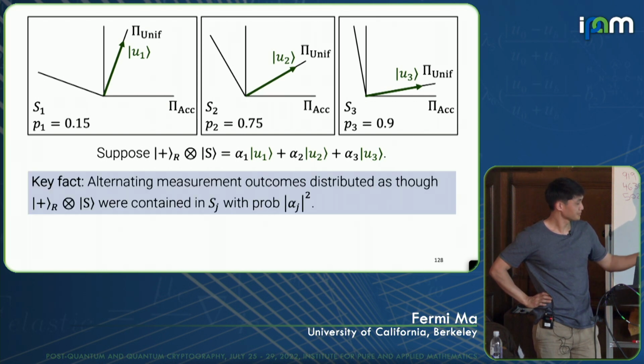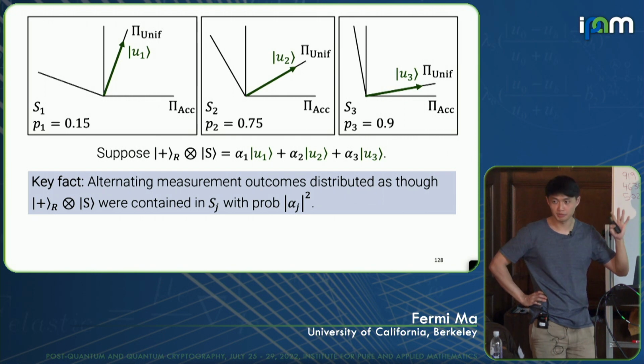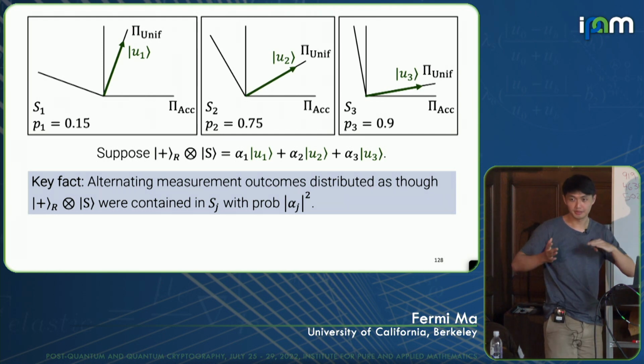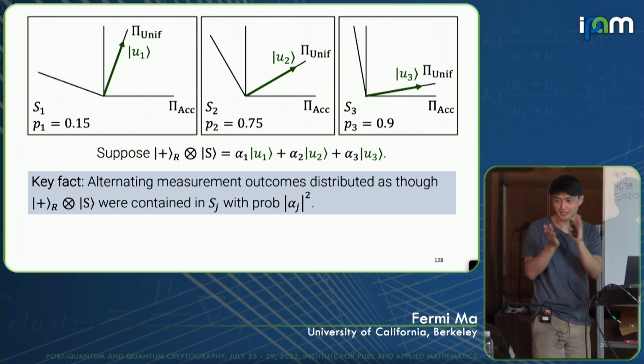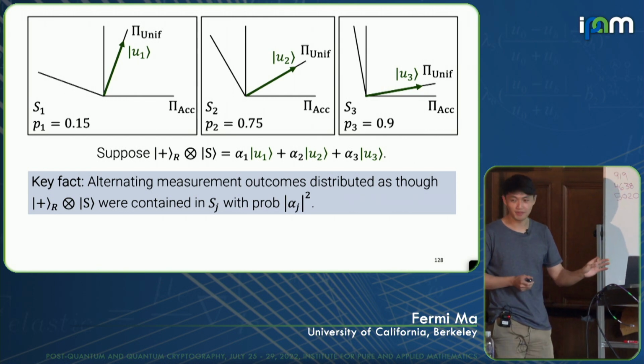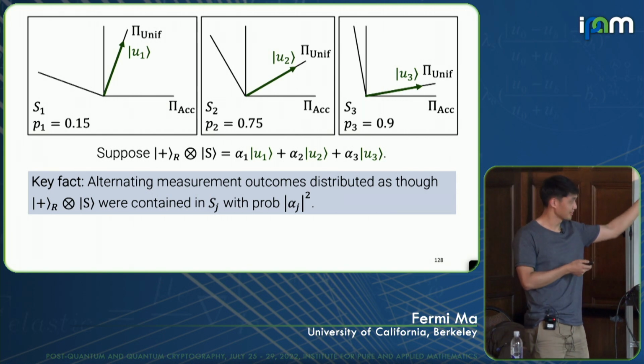Good. So a key fact that we're going to need is that when you alternate these measurements back and forth, the outcomes are distributed according to a particular subspace with probability equal to the amplitude squared that you have in that subspace. So this is a pretty deep fact. Let me just spend a minute here unpacking this.